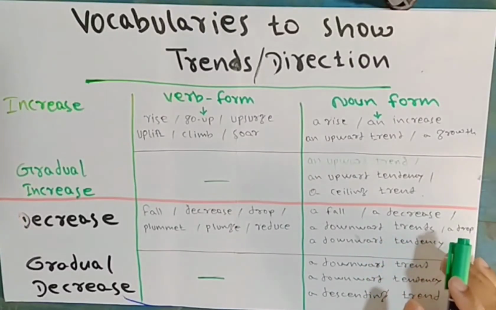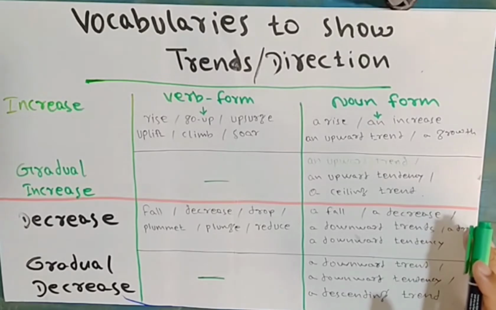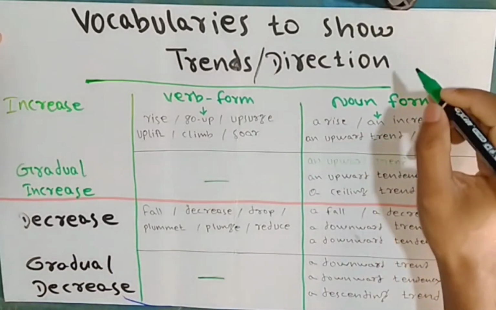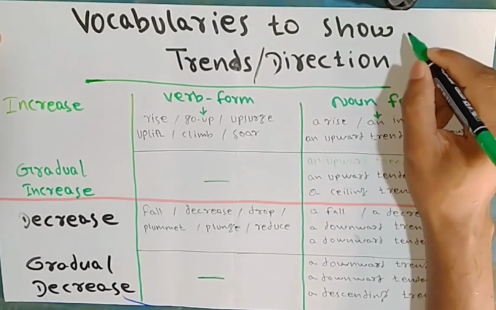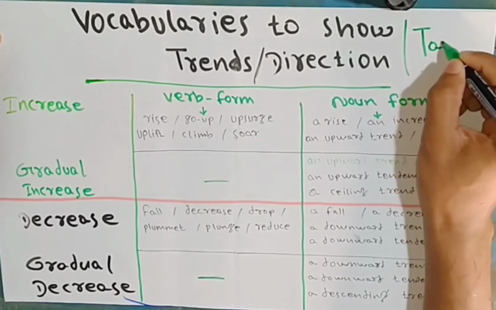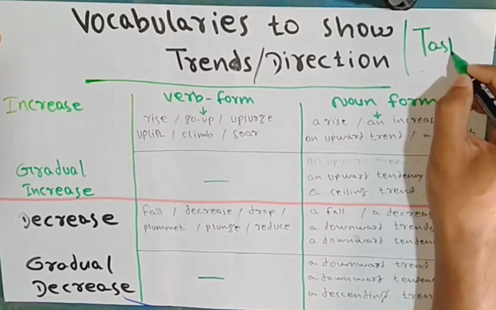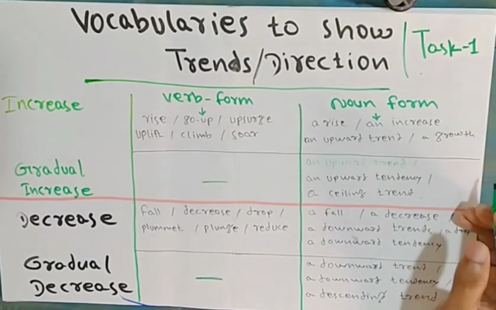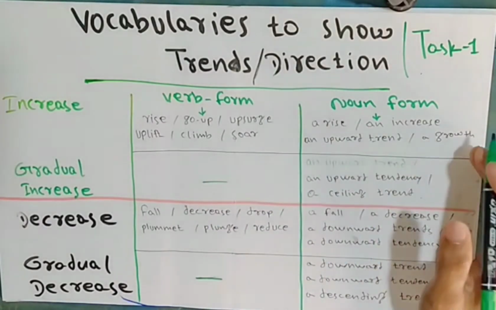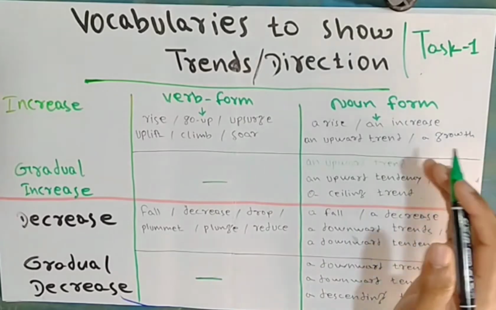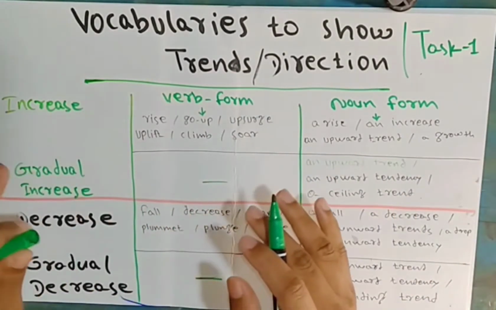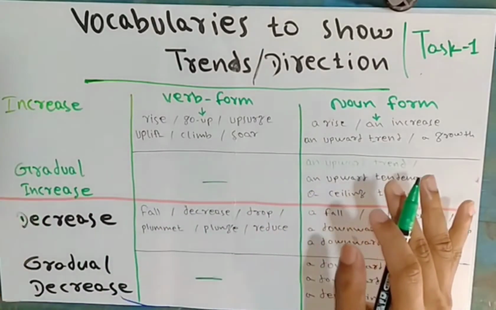Today we are going to learn some important vocabulary for IELTS Writing Task-1, right? These are called Task-1 vocabulary. If you want to achieve a higher band score for your IELTS Writing Task-1, then you have to use some different vocabulary to show your essays at a good level, right?